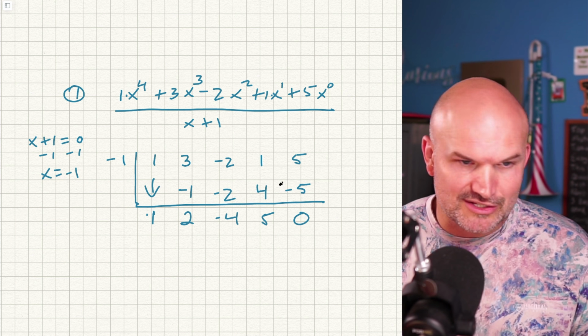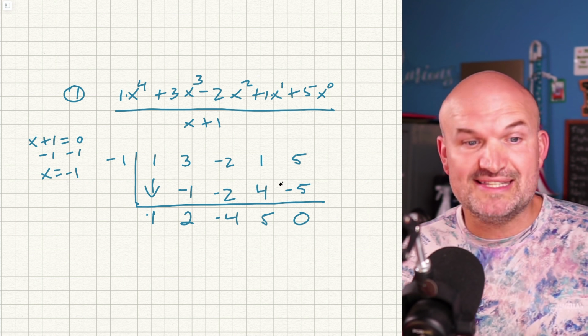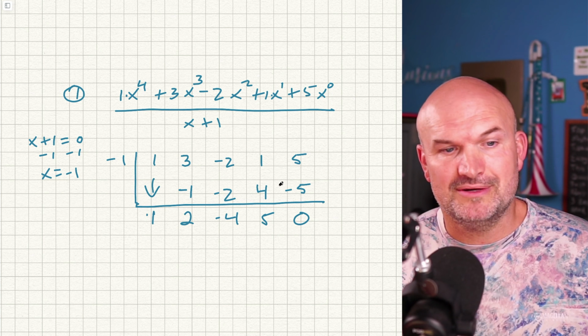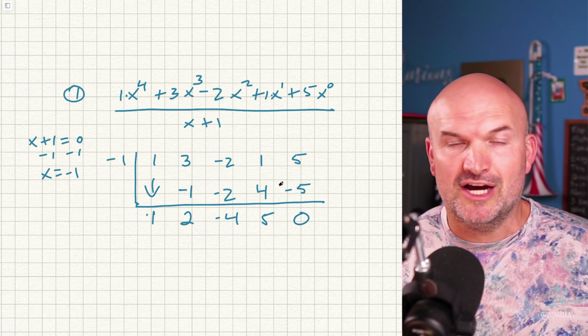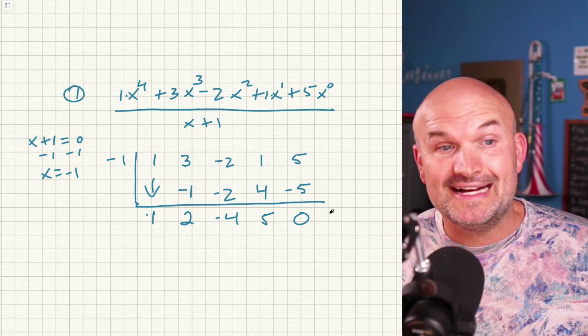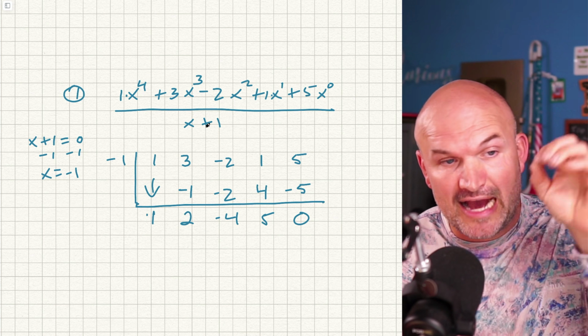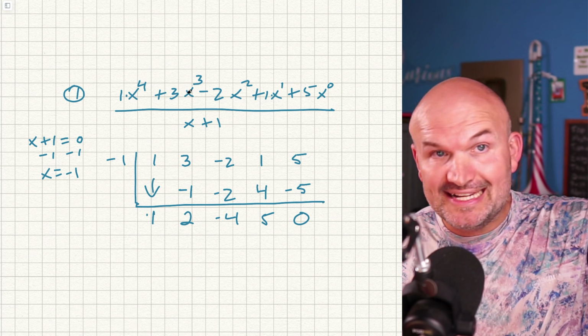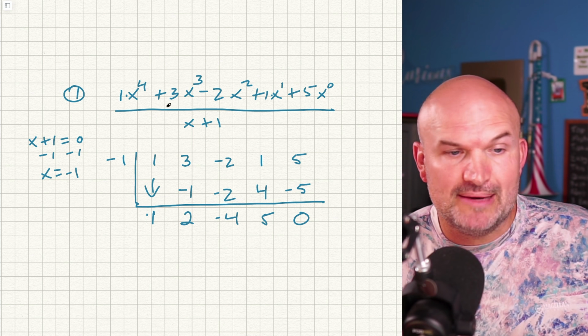Now, here's the thing that students get confused with in synthetic division. That is our quotient, but that is a decoded version of our quotient. We need to rewrite it as a polynomial, right? We're trying to figure out how many times x plus 1 divides into this polynomial. The answer is going to be a polynomial.